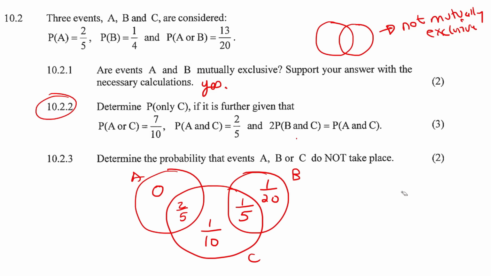And so their question now says, determine the probability of only C. Only C is this part over here. So that would be 1 out of 10.